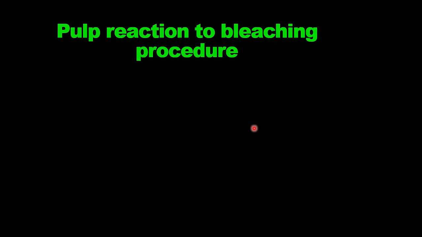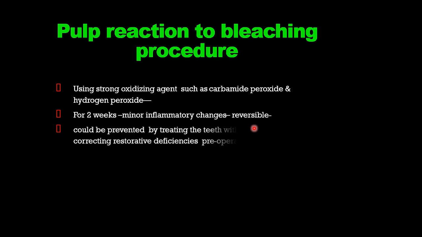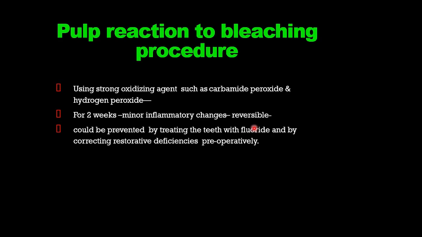Now coming on to the pulp reaction to bleaching procedures. Using a strong oxidizing agent such as carbamide peroxide and hydrogen peroxide for 2 weeks will lead to minor inflammatory changes that are reversible and can be prevented by treating the teeth with fluoride or by correcting the restorative deficiency preoperatively. So these are all the factors that affect the pulp, and we have discussed all of these things.